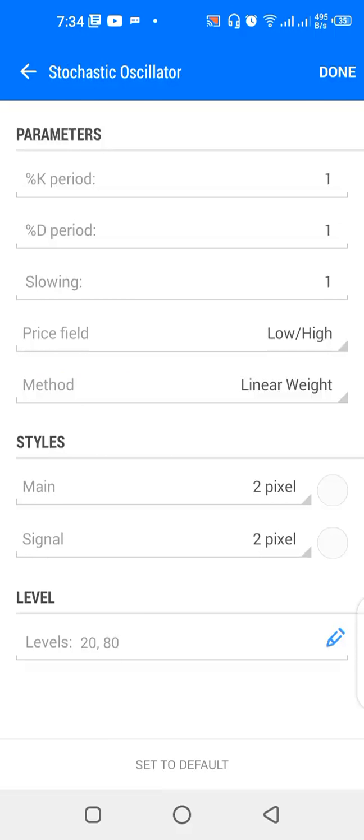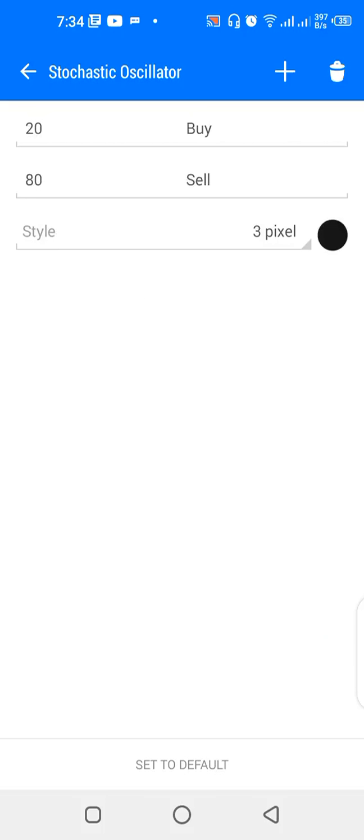Percentage K period is 1. Percentage D period is 1. The slowing is 1. Price field is low over high. Method is linear weight. The color of the main and the signal is to match the background color of the chart. And then the stochastic oscillator levels, we have 20 for buy and 80 for sell.